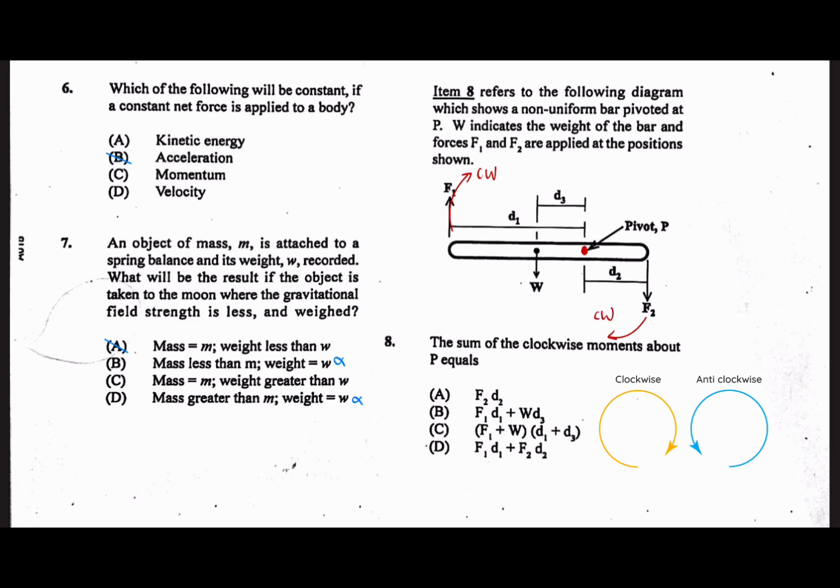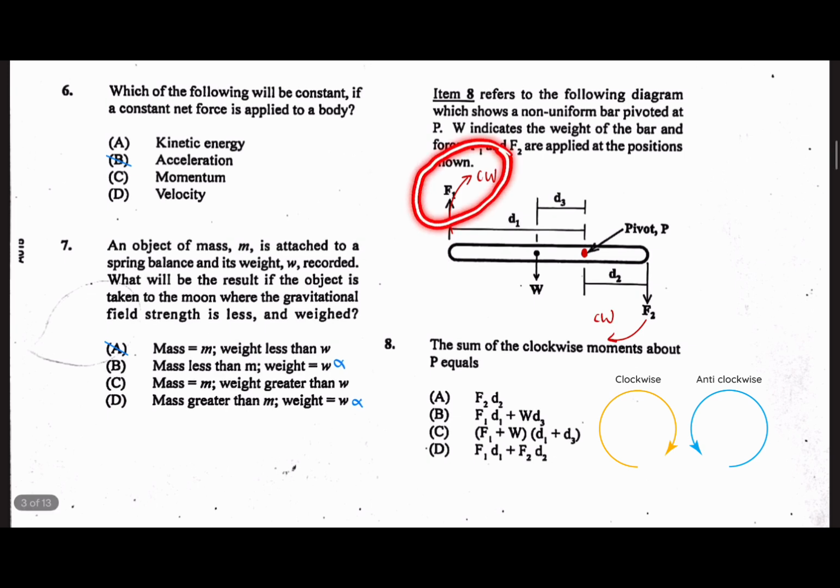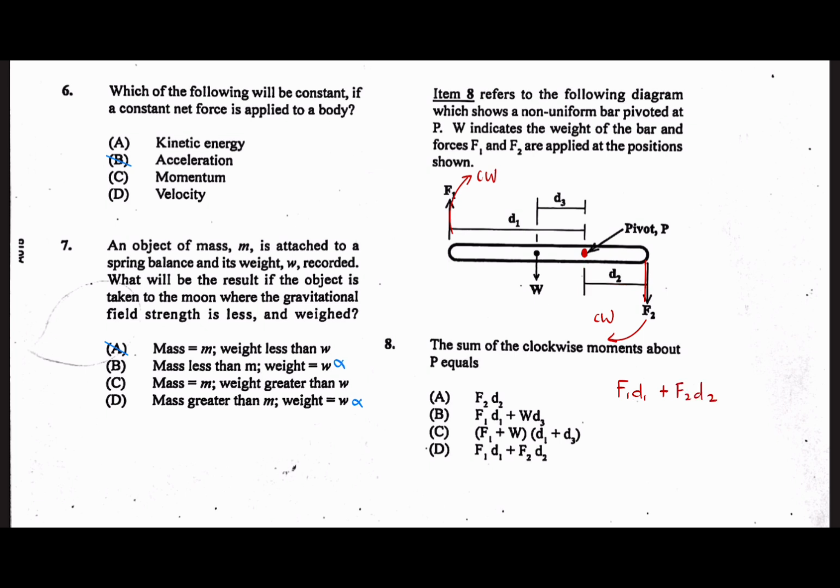So if I want to figure out the turning force for F1, it's going to be the force, F1, multiplied by that force's distance from the pivot. The distance from the pivot is D1, so that's F1 by D1. That's not the only clockwise moment. There's also F2, and F2 is D2 meters away from the pivot. So that's going to be F1 D1 plus F2 D2. So my answer is D.